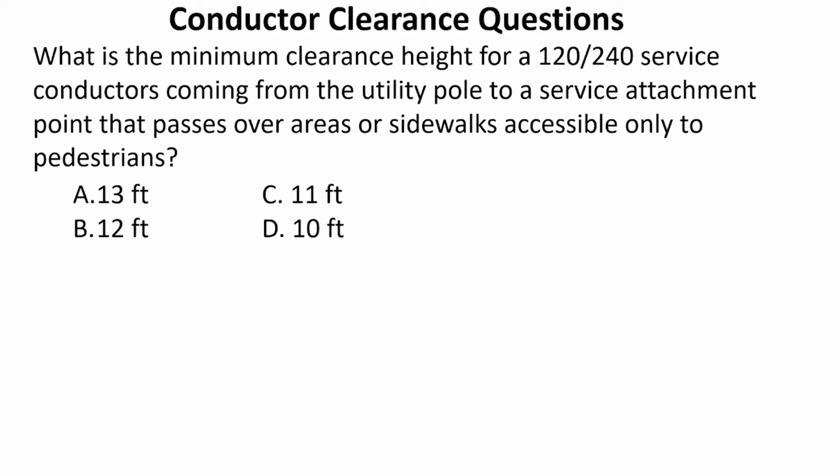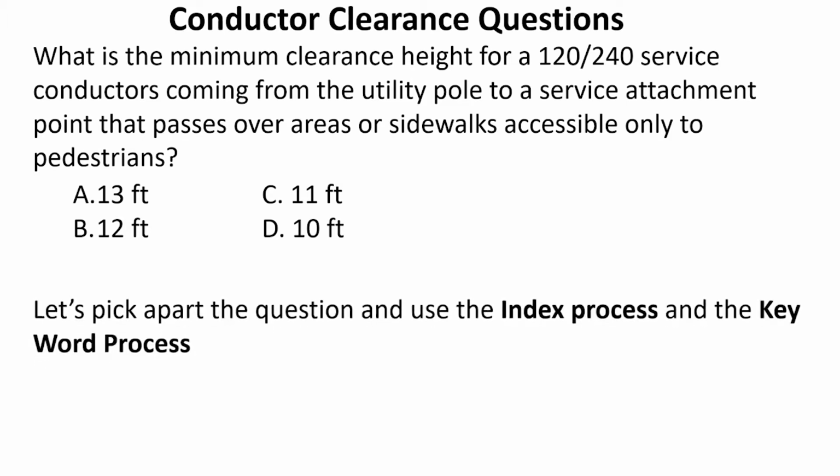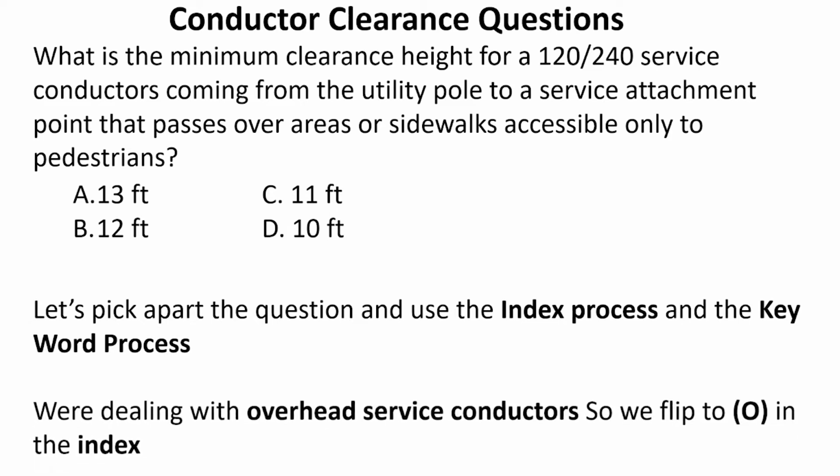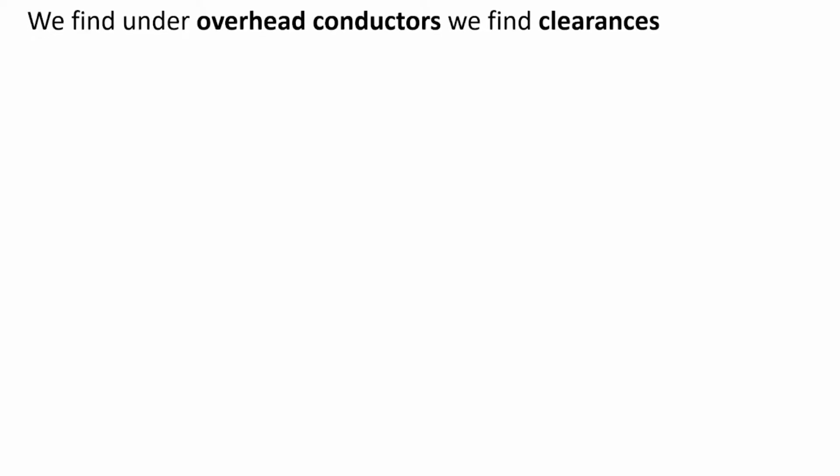Okay, so what is the minimum clearance height for 120/240 service conductors coming from the utility pole to a service attachment point that passes over areas or sidewalks accessible only to pedestrians? So let's pick apart the question, use our index process and our keyword process. We're dealing with overhead service conductors, so we're going to flip to O in the index. Okay, so under overhead conductors, under the subsection, we find clearances.